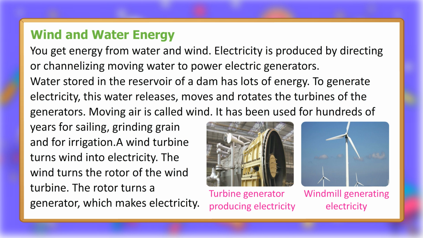Moving air is called wind. It has been used for hundreds of years for sailing, grinding grain and for irrigation. A wind turbine turns wind into electricity. The wind turns the rotor of the wind turbine. The rotor turns a generator, which makes electricity. Turbine generator producing electricity. Windmill generating electricity.